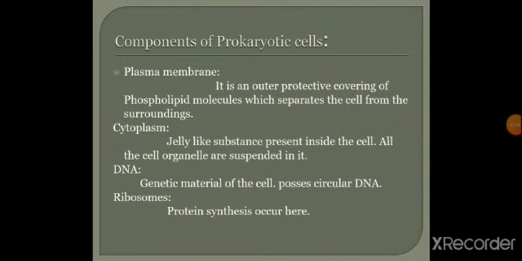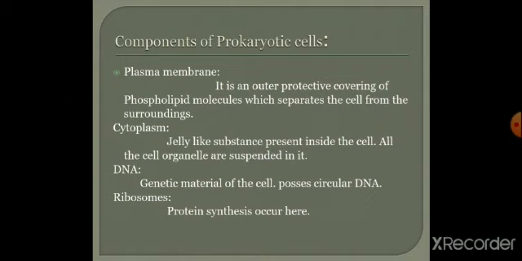Components of the prokaryotic cell. We have to discuss in depth about the components. Plasma membrane: it is an outer protective covering of the cell which contains phospholipid molecules that separate the cell from the surroundings. And the cytoplasm: it's a jelly-like substance present inside the cell, and all the cell organelles are suspended in it. Suspended, it concerns the organelles that are floating in the cytoplasm.